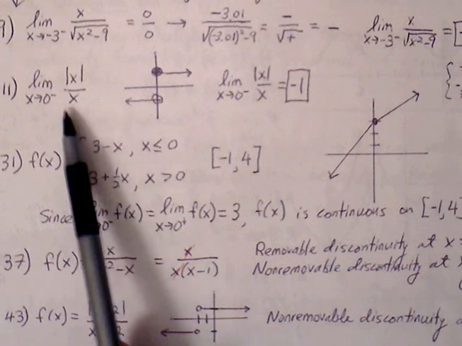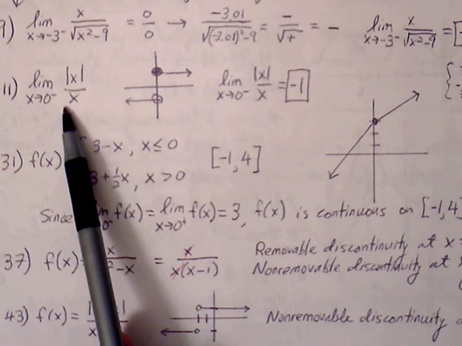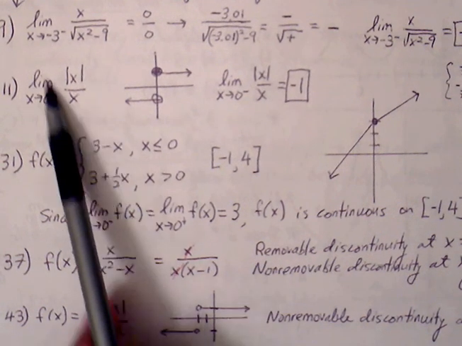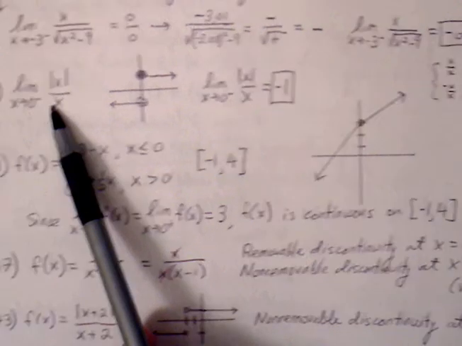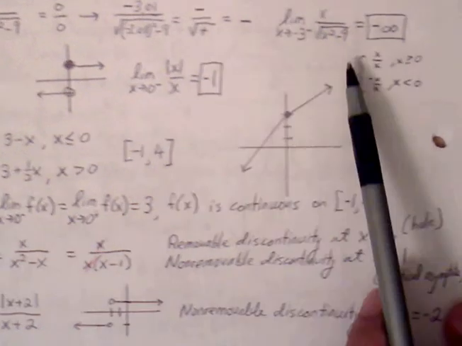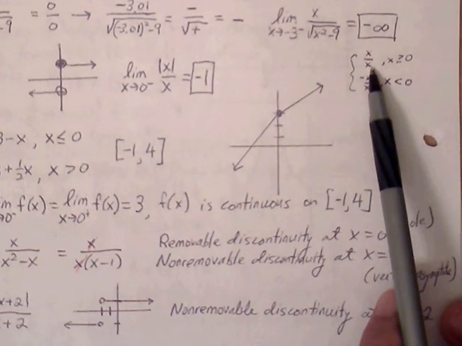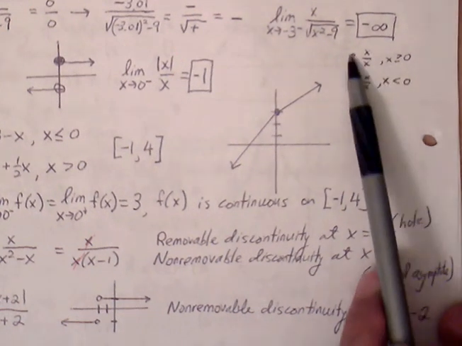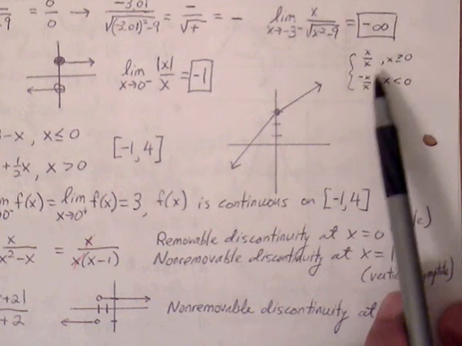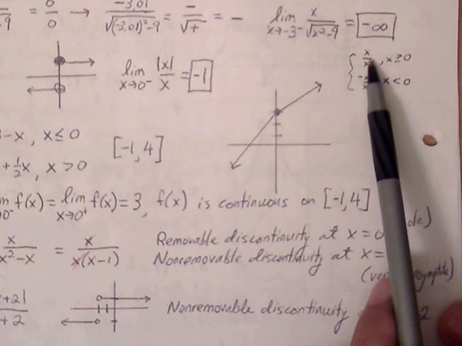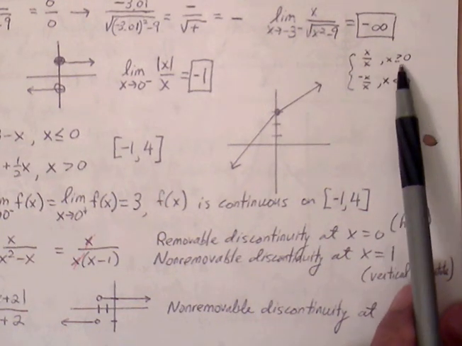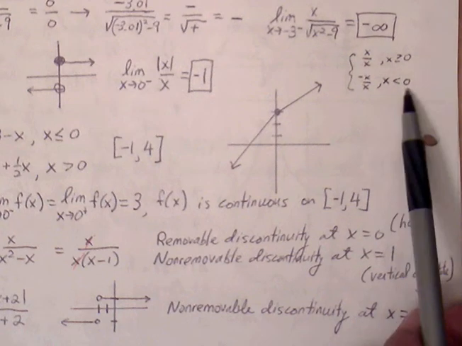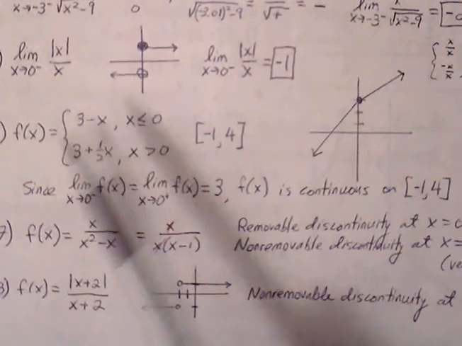Right, limit as x approaches 0 from the left side of 0, number 11. We can always write absolute value as a piecewise function. So I can write this as x over x and also negative x over x. So I have the positive version of the absolute value and the negative version of the absolute value. So I'll get 1 if x is to the right of 0 and negative 1 if x is to the left of 0. So this is what our graph will look like.